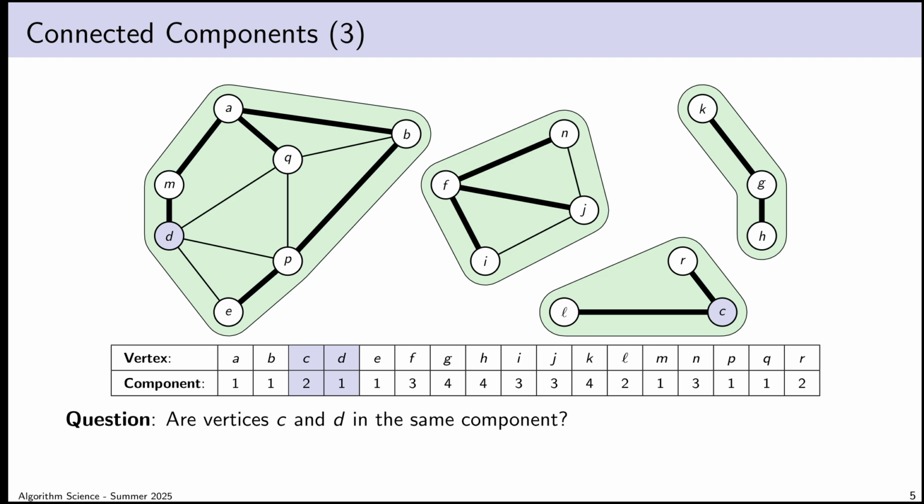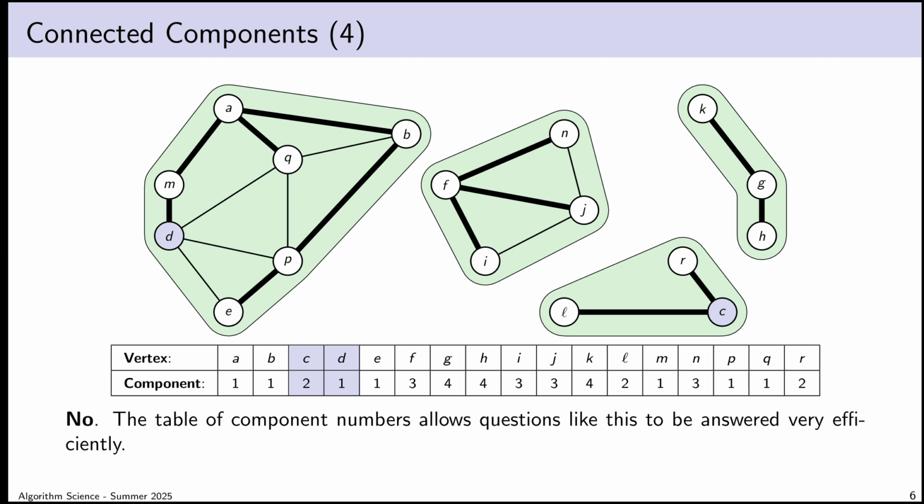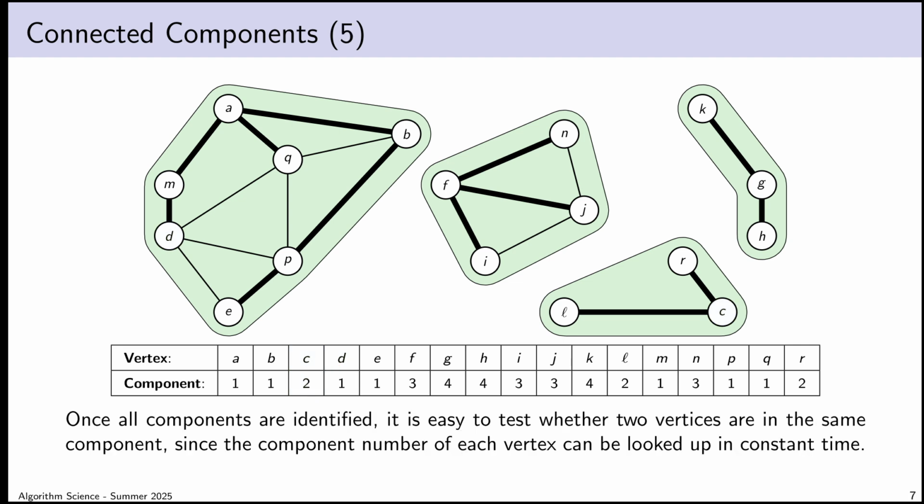What we can observe is if I already have this mapping, which here I've drawn as a table, it's really easy, assuming that it's easy for me to look up a particular vertex in the table, to answer this question. So the answer here is no, because if I look in the table, vertex C is listed as being in component number 2, and vertex D is listed as being in component number 1. And the answer is dead easy because all I have to do is compare those values together. I just look in the table and check whether I have the same identifier under vertex C as I do under vertex D. So once I've identified the components, it's really easy to test whether two vertices are in the same component because the component number can be looked up in constant time.